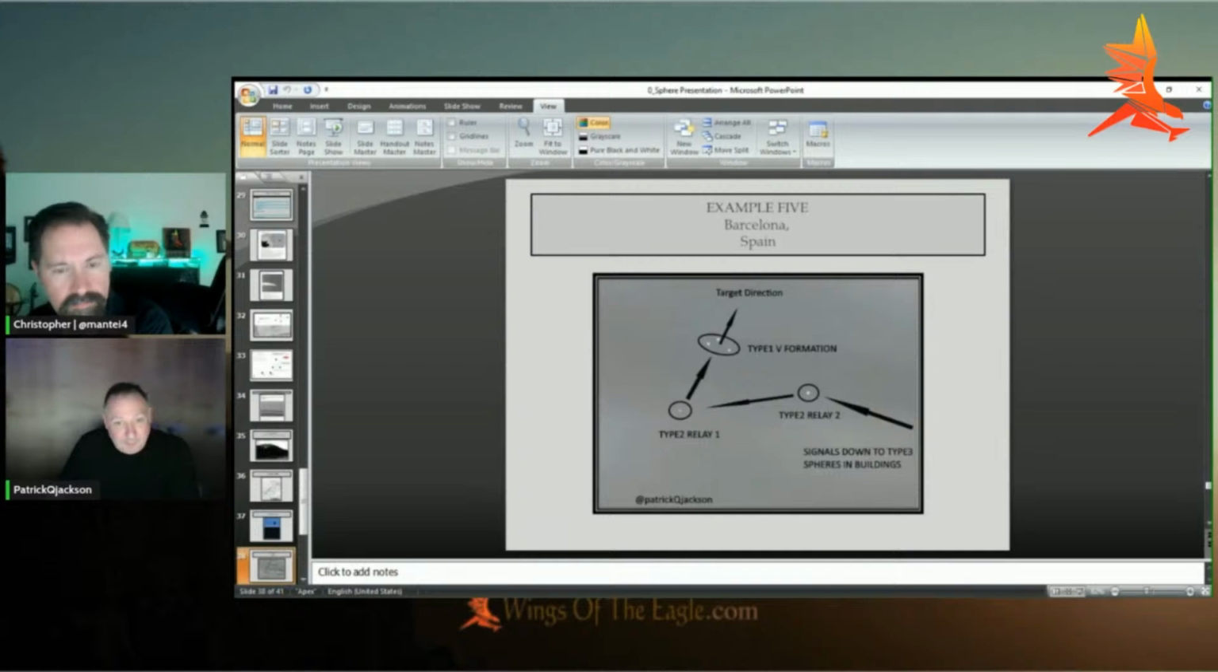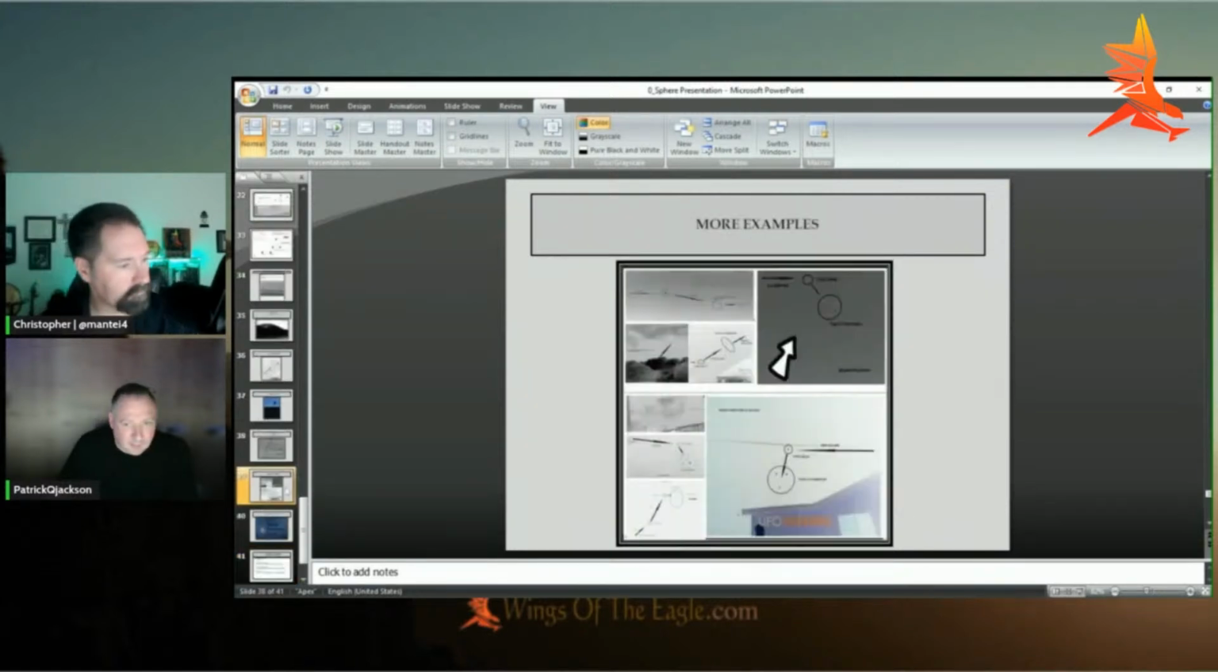So there's another one. This is over Barcelona in Spain. So again, you've got the type 2s here relaying across here and then up to the type 1V formation, which then means the target is up here, 1 o'clock. Then these are more examples. This is all in my book. I've got really good examples in the book. This is like a screenshot.